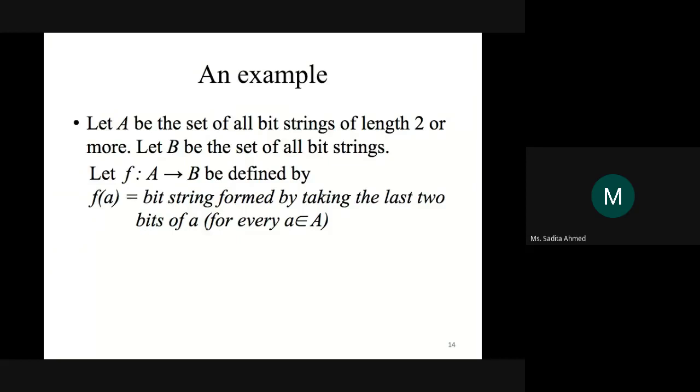So if we talk about the range now, what will be the range of this function? Will it be equivalent to the codomain? No, miss. Obviously, it's not going to be equivalent to the codomain because the codomain is a set of all bit strings. But in the result, we will have bit strings of length only 2. So there will be elements from the codomain which are not there in the mapping. Okay. So what will be the range then?